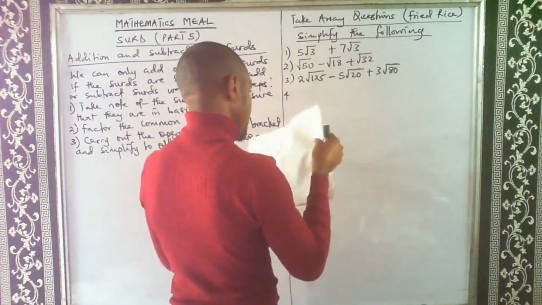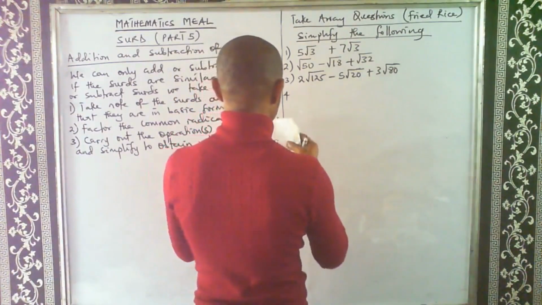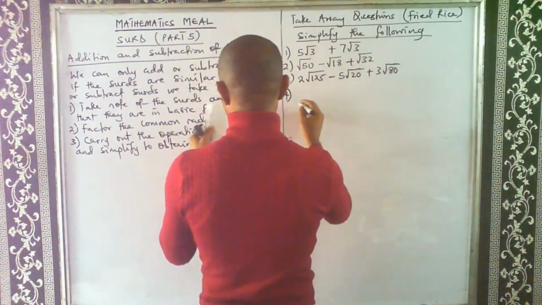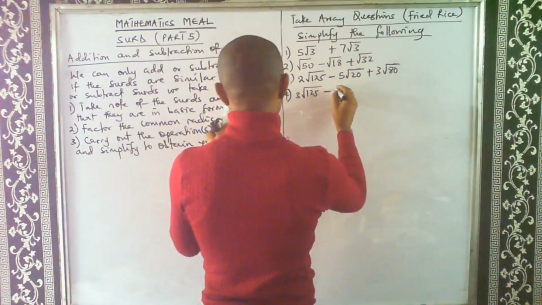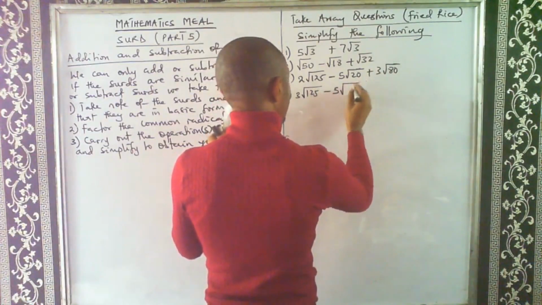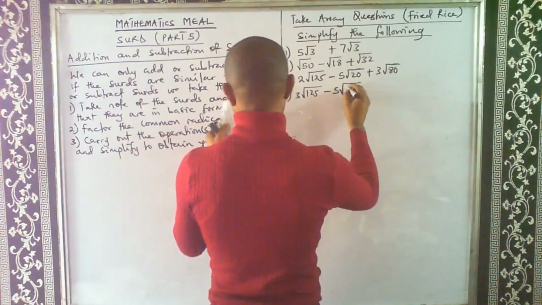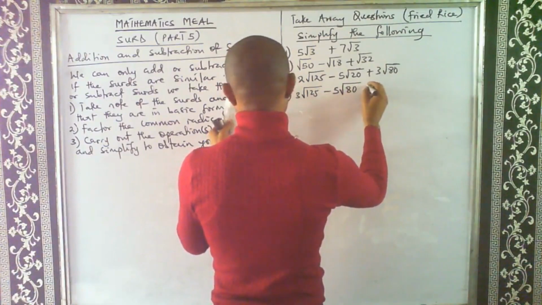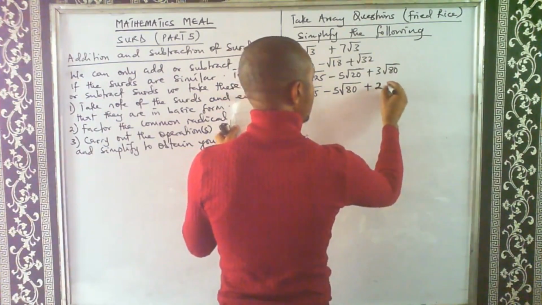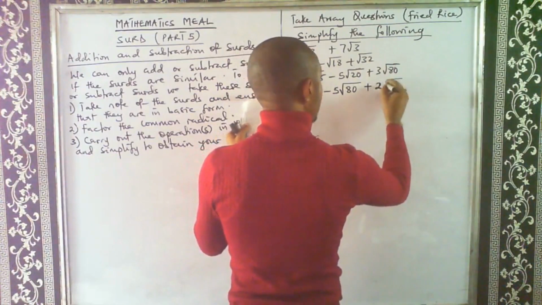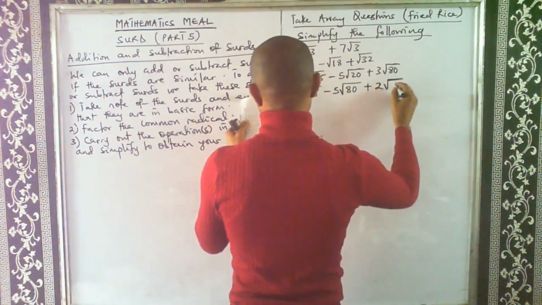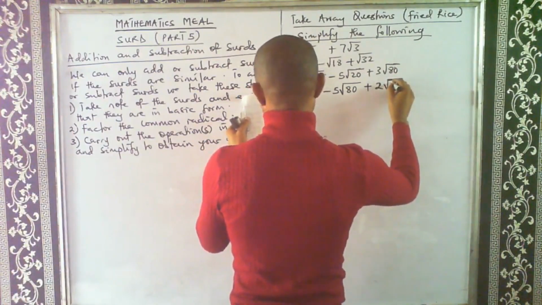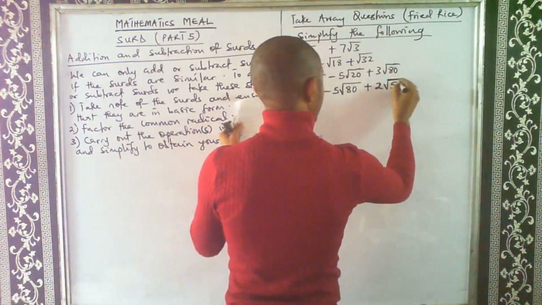Let's add 1 or 2 more to that. So we have number 4. 3 root 125 minus 5 root 80 plus 2 root 1... Okay, that's 2 root 5.